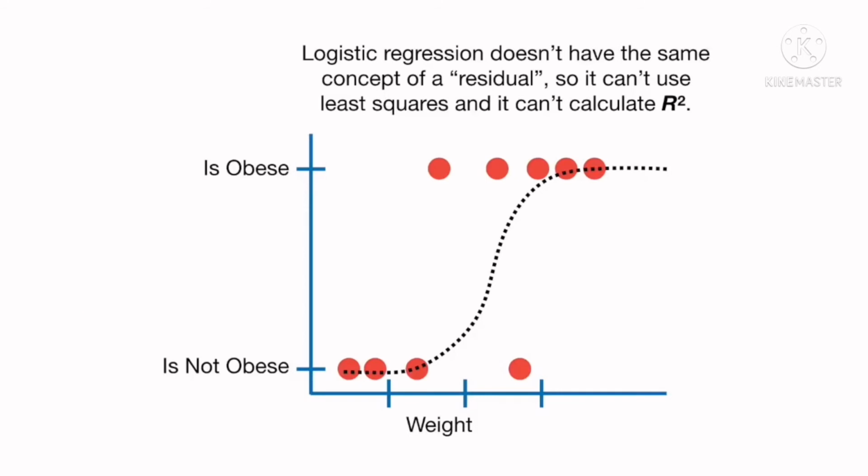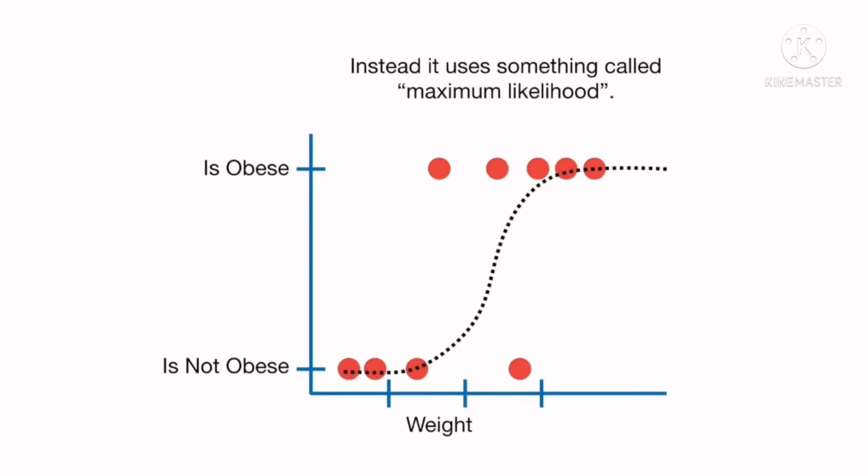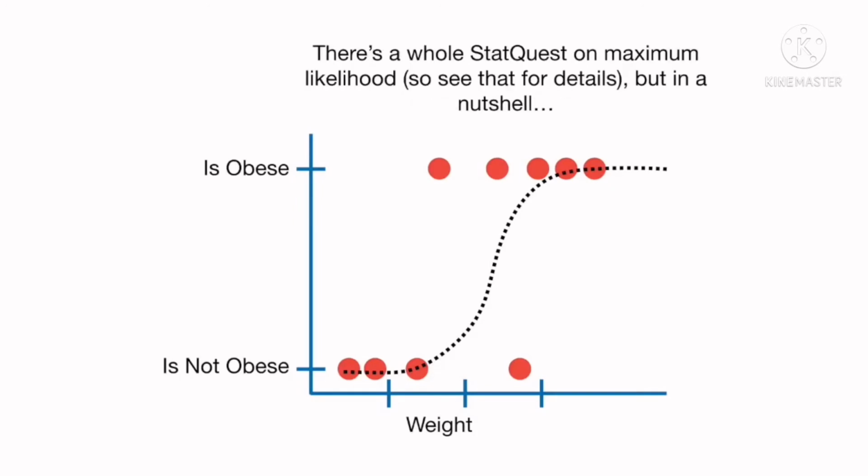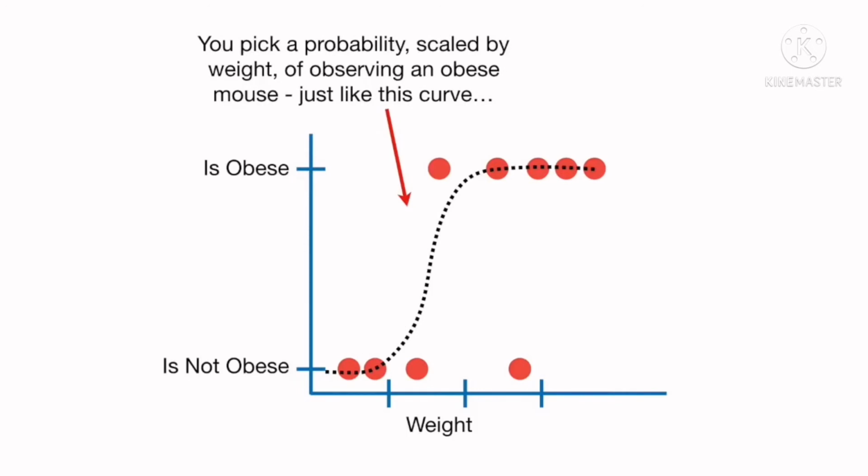Logistic regression doesn't have the same concept of a residual, so it can't use least squares and it can't calculate R². Instead, it uses something called maximum likelihood. There's a whole StatQuest on maximum likelihood, so see that for details, but in a nutshell, you pick a probability, scaled by weight, of observing an obese mouse, just like this curve.